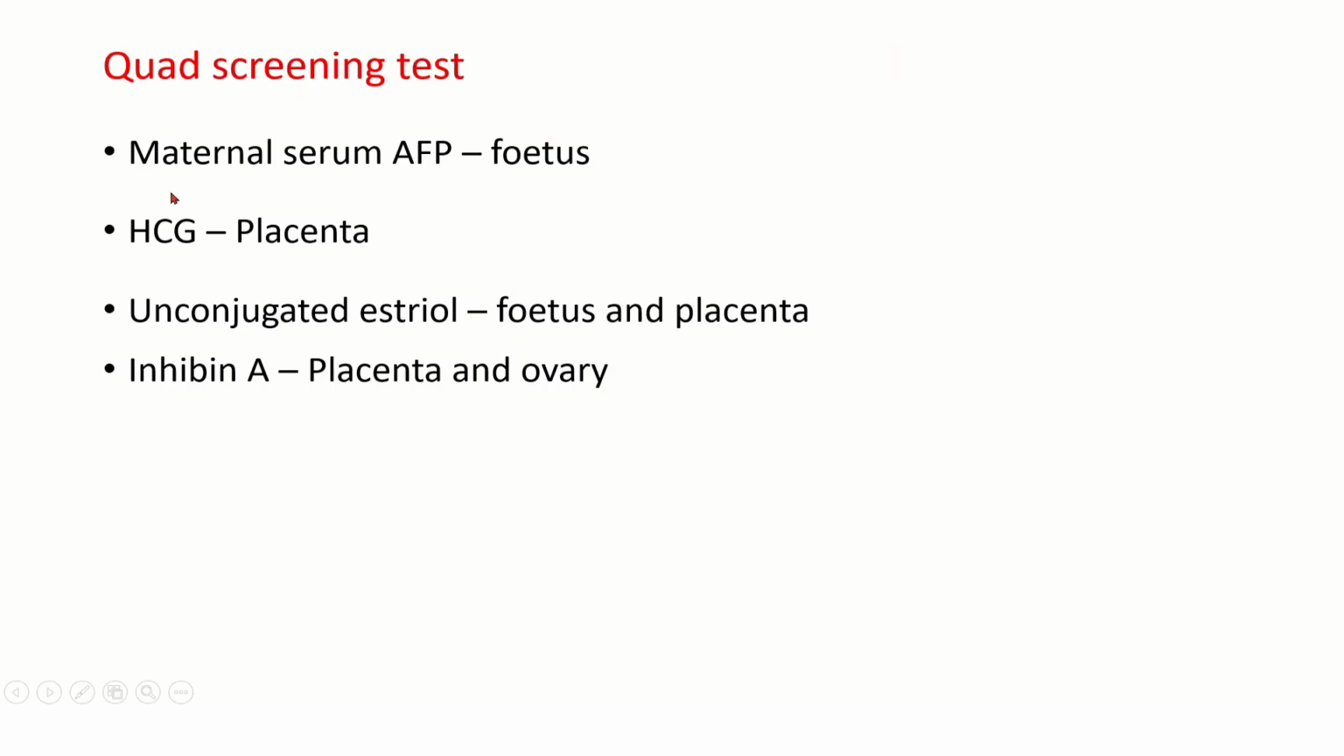Quad screening test, you can see the maternal serum, HCG, and unconjugated estriol. In addition to that, there is inhibin A, which is secreted by placenta and ovary. Four markers can be identified. That's why it is quad screening test.